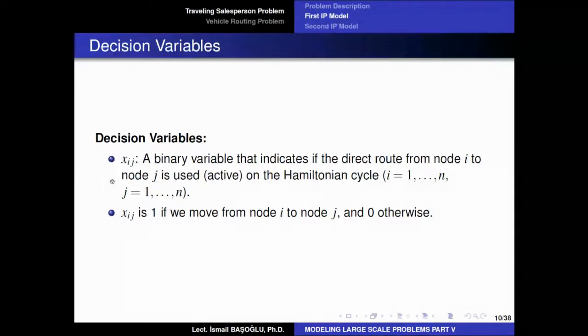We are going to use that analogy to define our decision variable. Xij represents a binary decision variable which indicates if node j is going to be visited after node i. If we are going to visit node j immediately after node i, then the xij binary decision variable will be equal to 1. If not, it is going to be equal to 0.